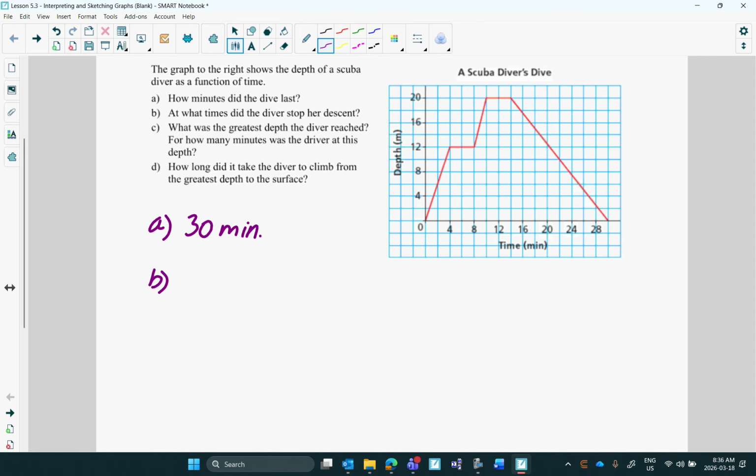At what time, or after how many minutes, did the diver stop her descent? She didn't go any lower. Remember, here she's on the surface. Now she's 12 meters below after 4 minutes. And then she stays there. And then she goes even lower. So wouldn't this be when she hit the lowest part? How many minutes is that? 10 minutes.